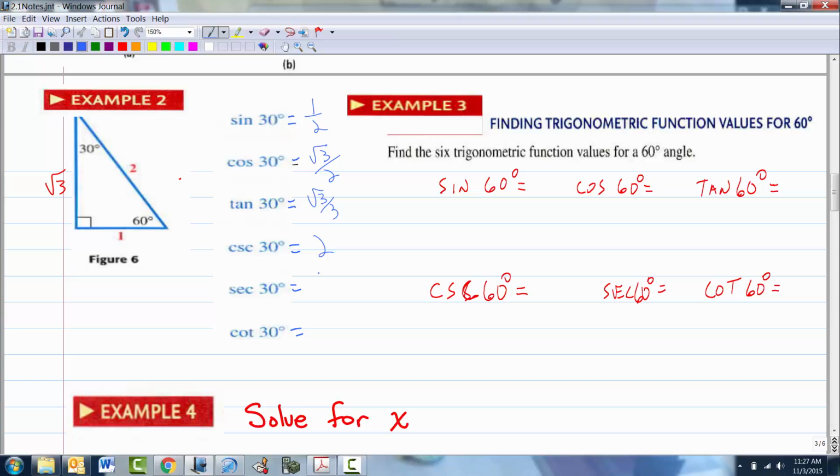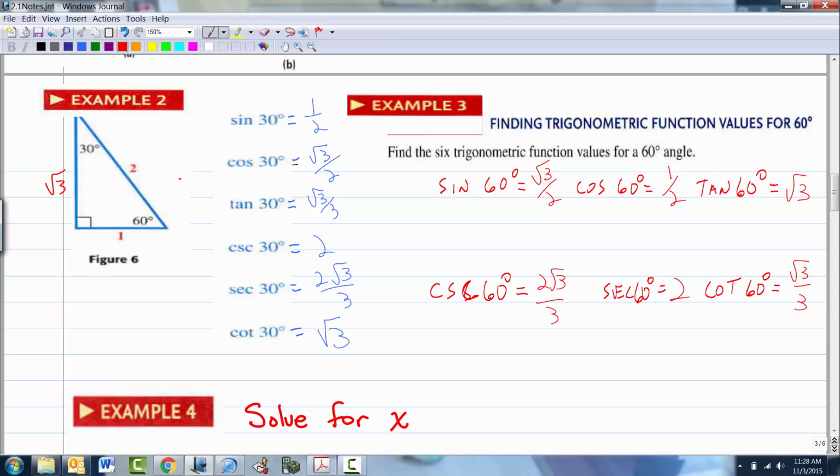What's the cosecant of 30? 2. What's the secant of 30? 2 root 3 over 3. And then what's the cotangent of 30? Root 3. And then we're going to do this again. Well, it's all about perspective. What's the sine of 60? We'll do these offline.